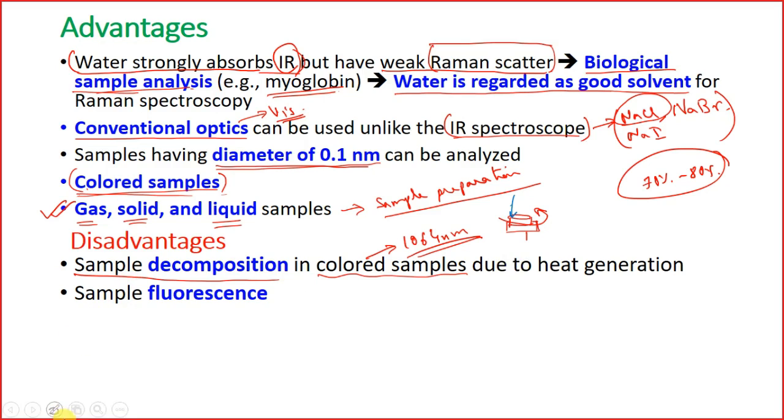And again, as I told you, some of the samples may be fluorescent in nature. So the sample's fluorescence may interfere with the Raman scattering. So these are some of the advantages and the disadvantages of Raman scattering.